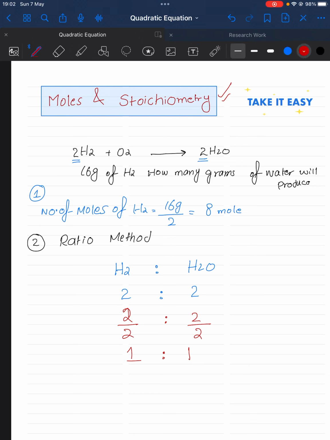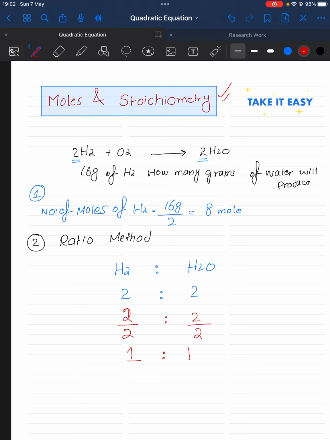In the second step we build up a ratio for the given quantity and the quantity for which we are going to find out. As the given quantity is H2 and we want to find out the moles of H2O, we will write down H2 ratio H2O. Then we write down their coefficients: the coefficient of H2 is 2 and the coefficient of H2O is also 2. Then we need to convert into the simplest ratio. So we divide by 2, and we get 1:1.